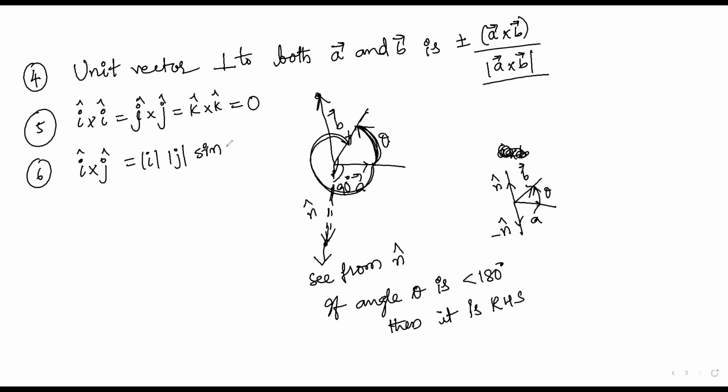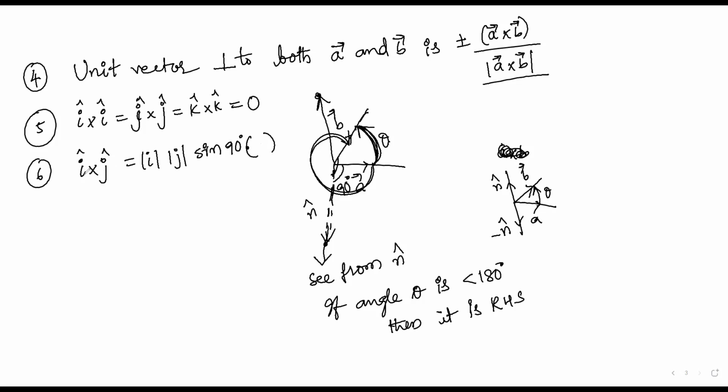It's 90 degrees. And then next, I cross J, the angle. What is here? N cap. N cap becomes what? What is N cap?